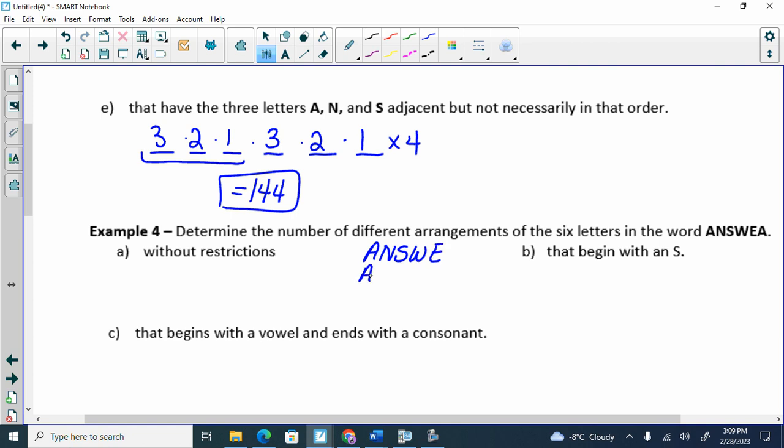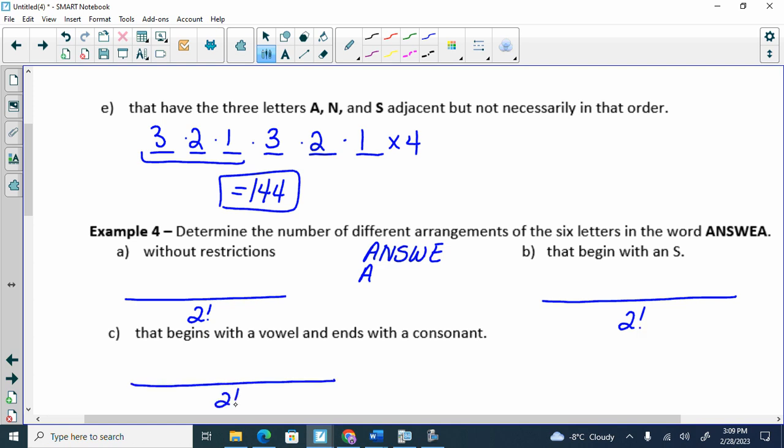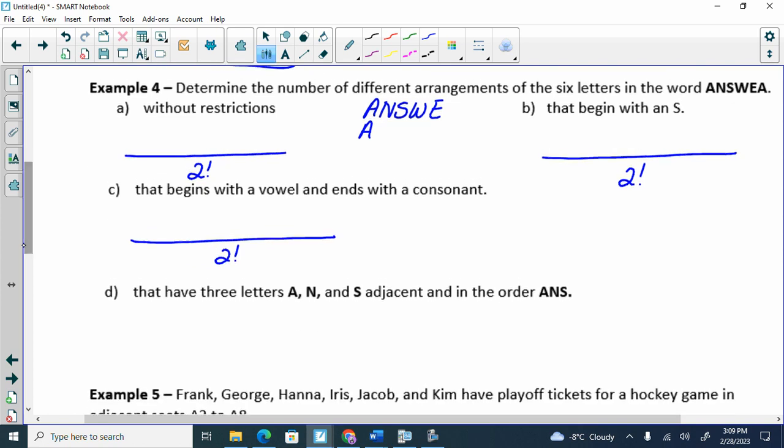A-N-S-W-E-A. Oh my goodness. There are two A's. Shocking. So this is going to be divided by 2 factorial. I feel like Oprah. You get a car, you get a car. So you just get math. Yay. This is divided by 2 factorial. Oh, wait, there's more. This is divided by 2 factorial. I'm not using any brain matter. Do you see that? No brain matter needed. Fresh out of brain matter.